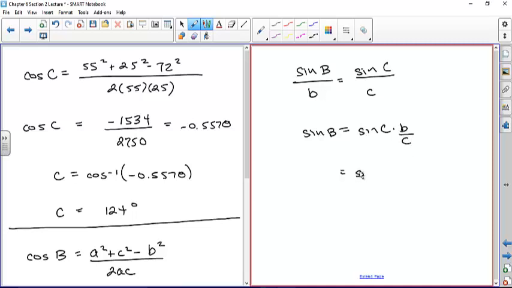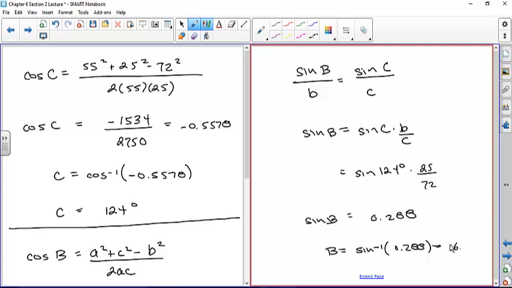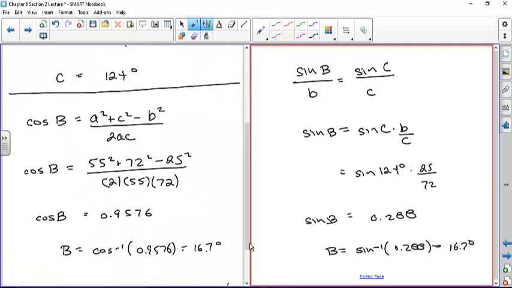So we take the sine of C, which is 124 degrees, which we got from the previous step, times B, which is, what is B? 25. Divided by C, which is 72. So the sine of 124 times 25 divided by 72 is 0.288. That's the sine of B. So we can find B by taking the inverse sine of 0.288, and you get 16.7 degrees, which is the same answer we got there.